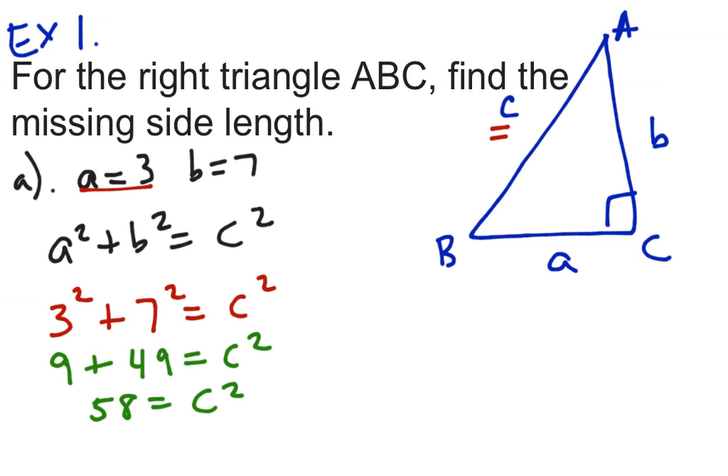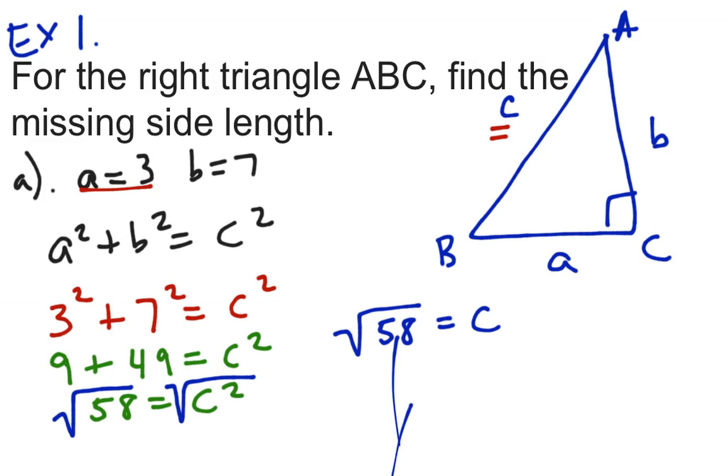So I have to take the square root of 58, sorry, not 48, and the square root of C squared. So the square root of 58 is what C is equal to, and if I wanted to express that in a decimal, which is usually more common than leaving it in this root form, then I probably would grab a calculator. I'm going to do that right now.